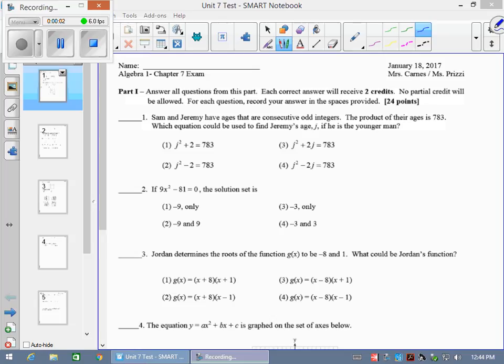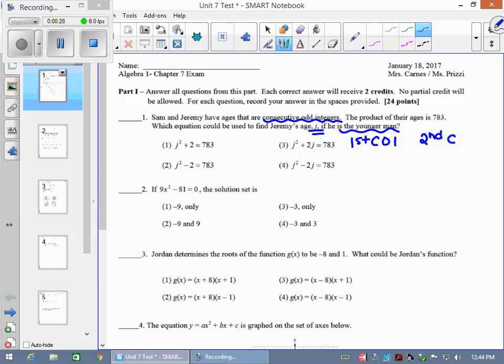Question 1 tells us about these two boys, Sam and Jeremy, that have ages that are consecutively odd. The product of their ages is 783. Which equation could we use if we want to find Jeremy's age, which they're using J to represent, and they're telling us Jeremy is the younger man. So, if their ages are represented by consecutive odd integers, I'm going to think about this as I have a first consecutive odd integer, I have my second consecutive odd integer.